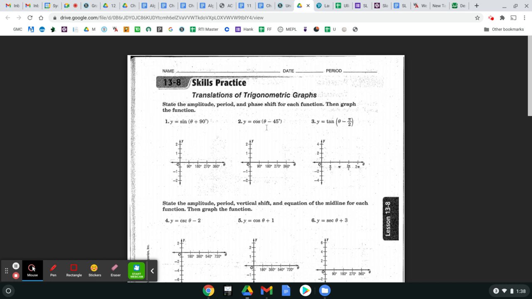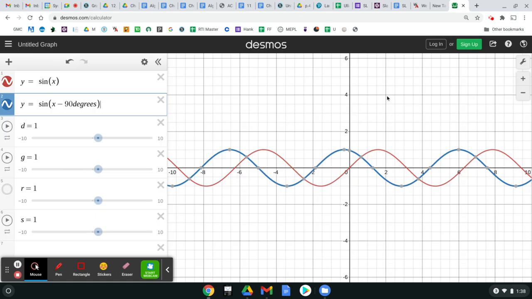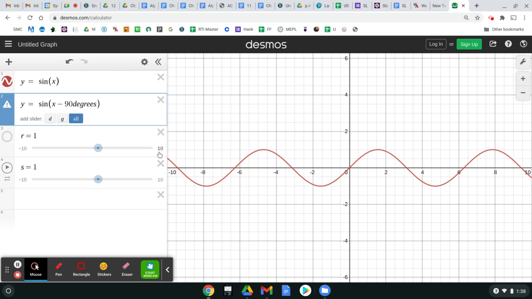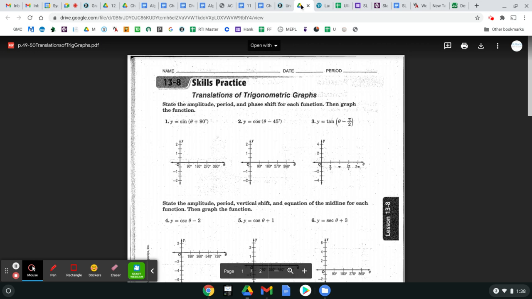Now the amplitude is how high the wave goes. So if you go back to Desmos, clear all these sliders. It would be 1, right? That's exactly right. Now that number is always the number that is right there. There's a 1 there. There's a 1 there. There's a 1 there. Okay?